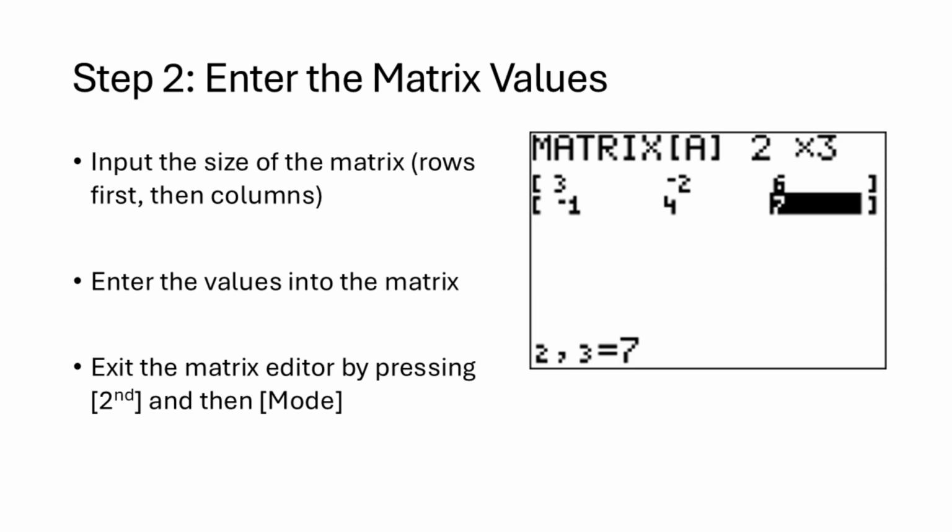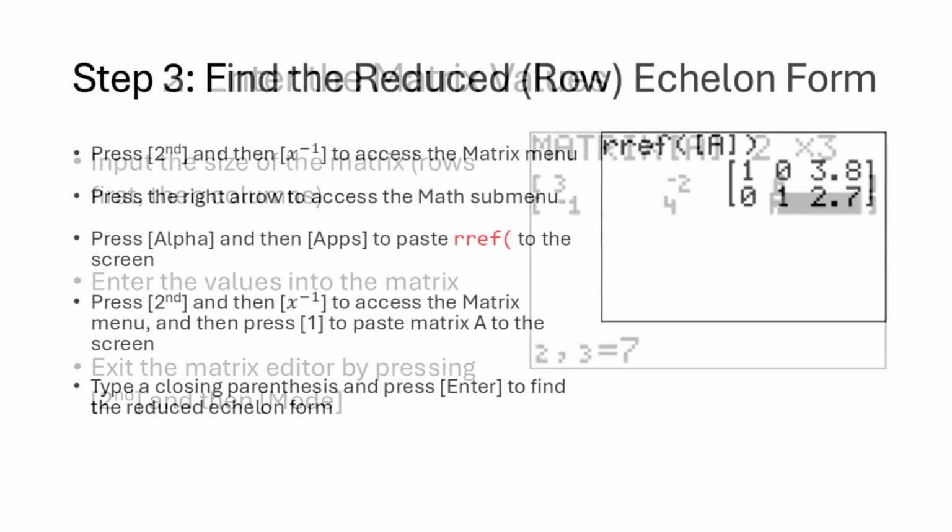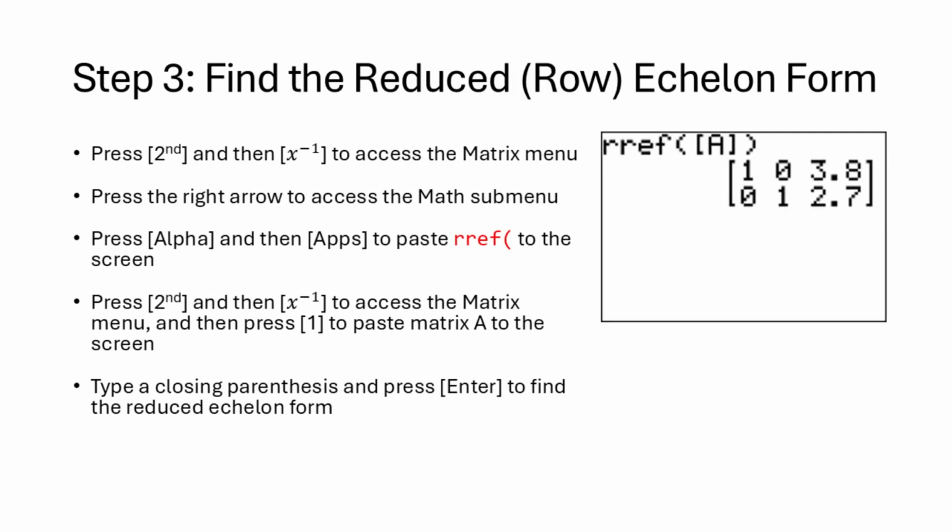And then once all of your values are entered, you exit that matrix editor by pressing second and then mode. Finally, we want to row reduce the matrix that we entered. So we press second and X inverse to go back into the matrix menu. Press the right arrow to access the math submenu. Press alpha and then apps to paste RREF parentheses to the screen. Now we need to tell the calculator which matrix we want to row reduce. So we go back into the matrix menu and press 1 to paste matrix A to the screen. Type that closing parentheses and press enter to find that reduced echelon form.